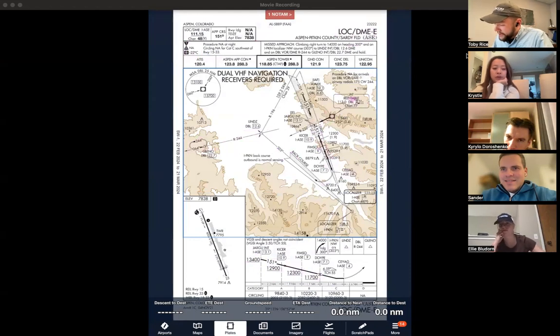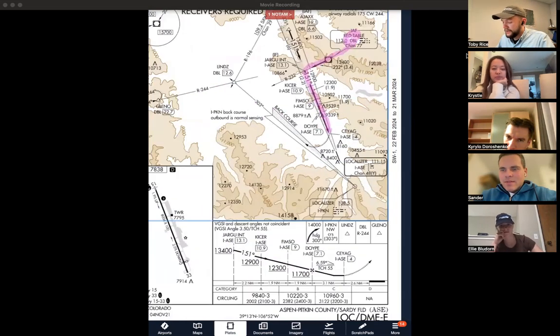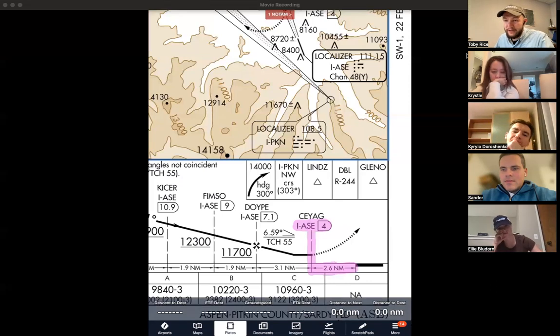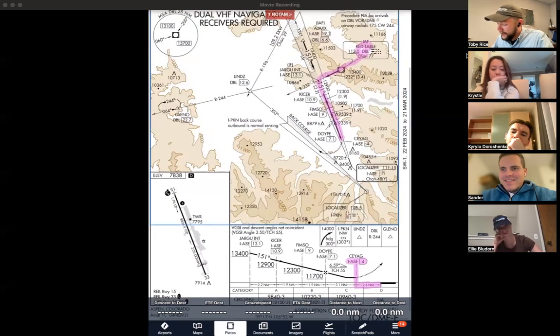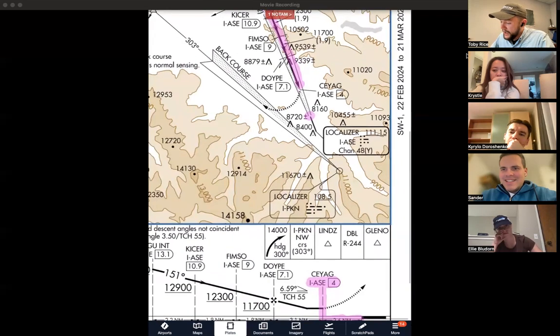So you fly from Red Table down, you fly the approach in, and the missed approach point is Aspen 4 DME. So the localizer DME, 4 miles is the missed approach point. But look at this. You're still 2.6 miles from the end of the runway. The missed approach point is almost 3 miles from the airport. Because if you wait until you are at the end of the runway to go missed and you try to make this big turn, you're going to hit a mountain.